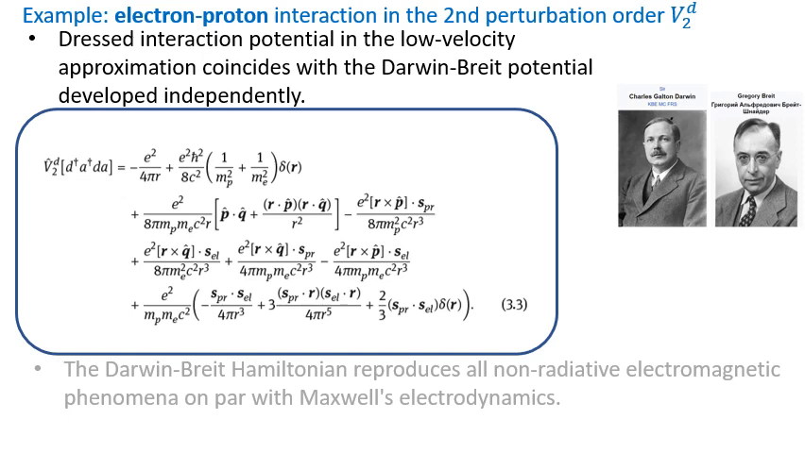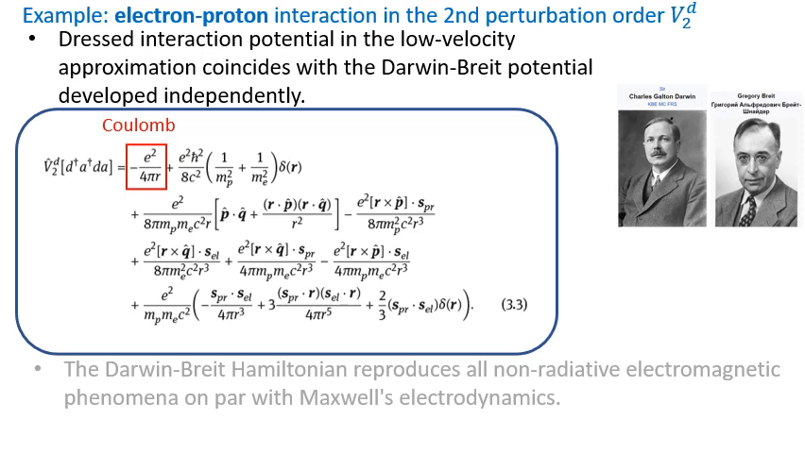And if we limit ourselves to the electron-proton sector of the Fock space, apply a low-velocity approximation, and switch to the position representation, we will obtain an approximate interaction potential between the two particles. This potential is shown here, and remarkably it coincides with the so-called Darwin-Breit potential, which was derived much earlier from completely different principles. All terms in these potentials are well known and well understood.